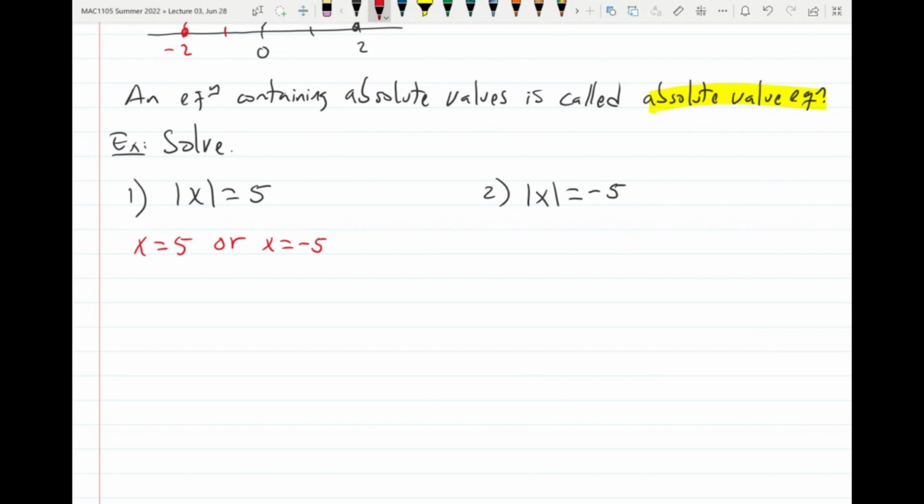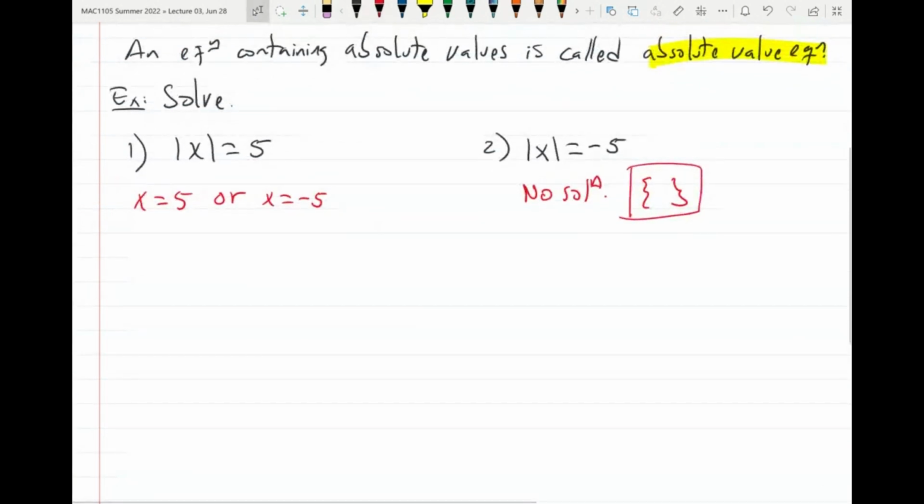How about number 2? No. Very good. So this one has no solution. In other words, the solution set is empty. The point is that absolute value means distance, and distance has to be positive, or 0 if we're talking about the number 0. So when you have absolute value of something equals a negative quantity, that's impossible. That's never going to happen. So if you arrive at something like this, remember there is no solution.